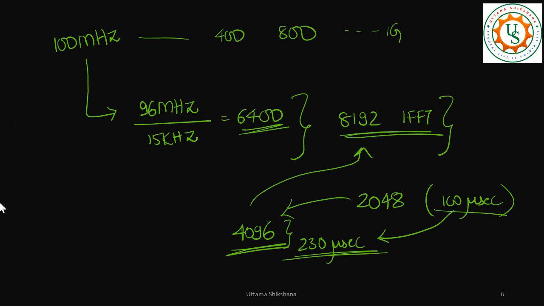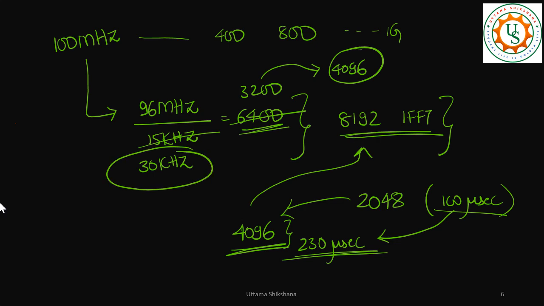That's why if you go for 30 kilohertz instead of 15 kilohertz, then immediately the requirement will be 3200 subcarriers, which can be implemented with the 4096-point IFFT. So it is also sitting at the right place: with this 30 kilohertz increase in subcarrier spacing, it is helping us use the right IFFT size, which does not significantly increase the computational complexity. I hope you got the clarity with respect to the subcarrier spacing.